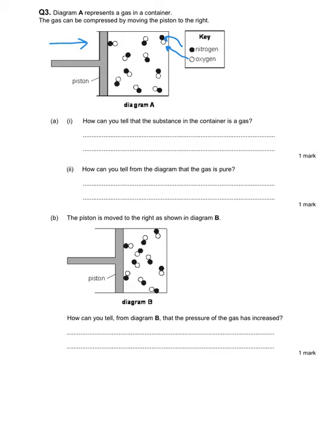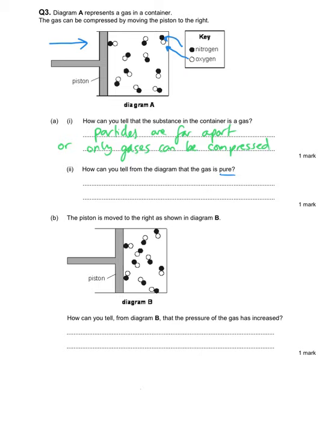And it's a gas because the particles or the molecules are far apart. And we know that gases, they go around, they're really far apart. And it's only gases that can be compressed. And in fact, you could say either of those things to get that first mark, but you don't need to say both. How can you tell from the diagram that the gas is pure?